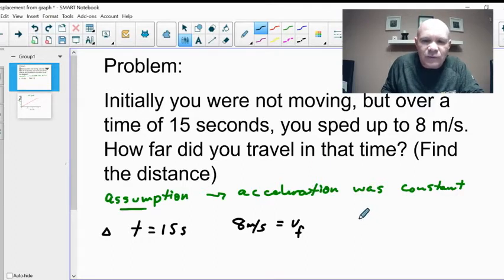The other thing that they've told us indirectly is that initially we were not moving, which means my initial velocity, my VI, is 0. And what do we want to find? We want to find D. So always identify the variables that we have and identify what variables we're trying to find.